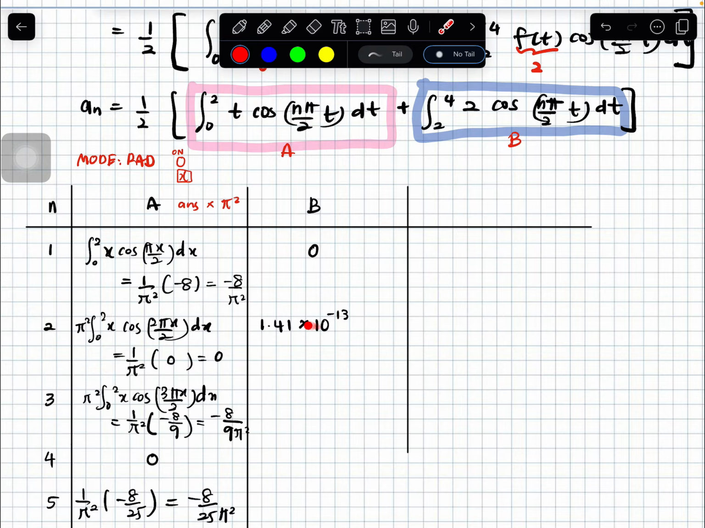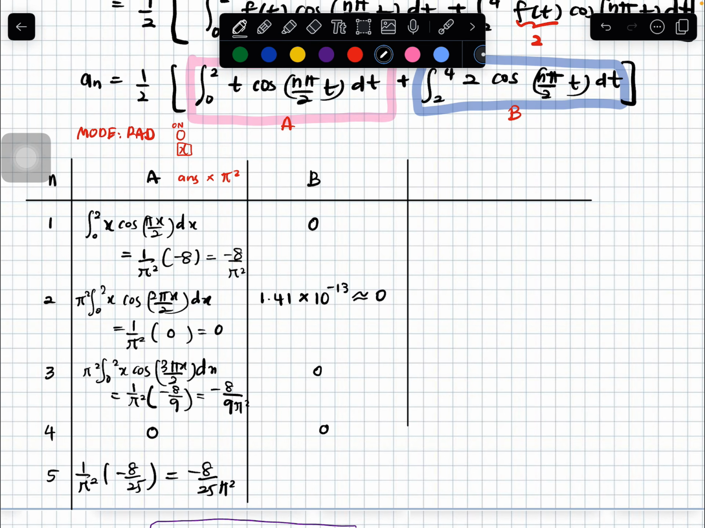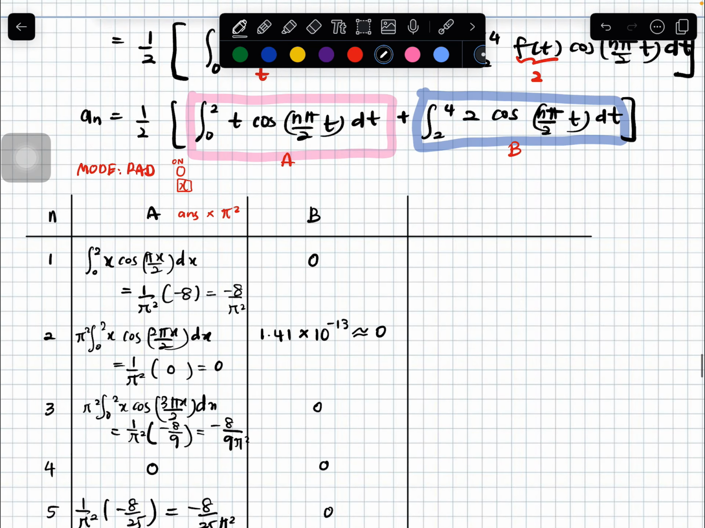If you expand, this is just a very small number, 0.000012, and so on. That means the number is very small, we can regard this as 0 as well, right? Next, if you put a 3, you get 0, and 4, 5 also. So in the end, the B values are all 0, right? Now we want to calculate AN, the thing that we want, which is 1/2 (A plus B).